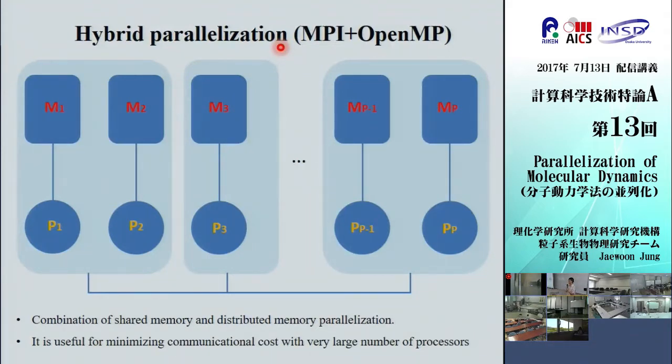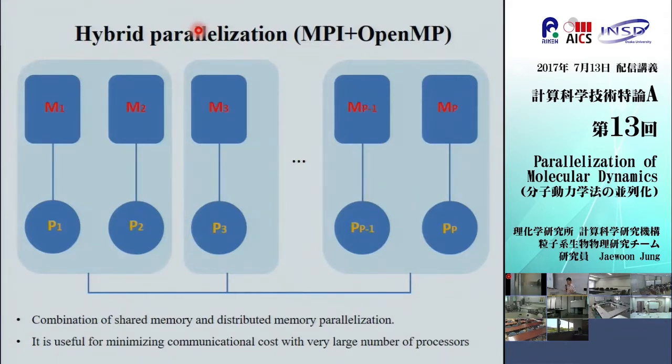But if you just parallelize inside a node using 16 cores, and if you just communicate among 10 nodes, then you can just assign communication among 10 nodes. Then communication cost is reduced, and communication latency is also reduced, and you can increase the parallel efficiency. So nowadays, in almost all supercomputers, we require this kind of hybrid parallelization to maximize the parallel efficiency.